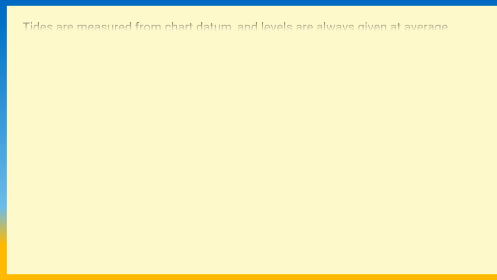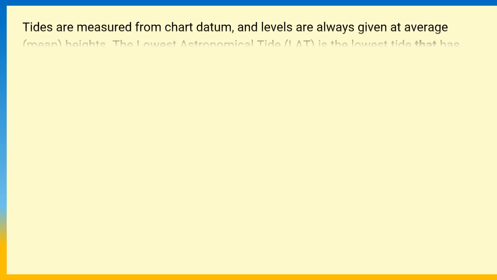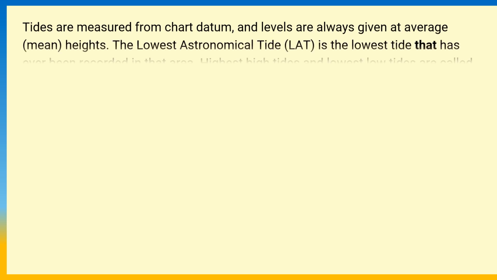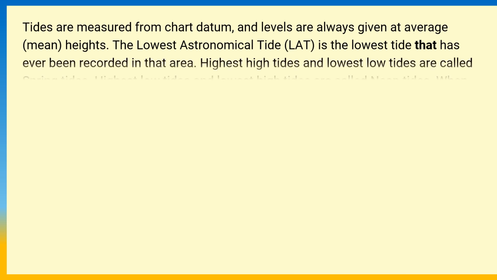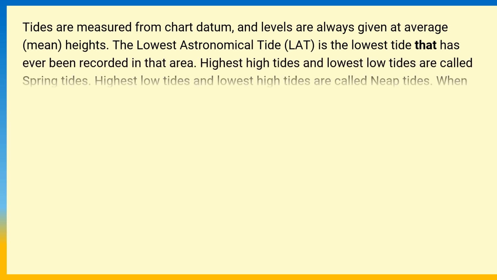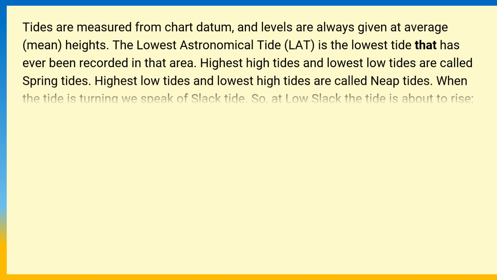Tides are measured from chart datum, and levels are always given at average, mean, heights. The lowest astronomical tide, LAT, is the lowest tide that has ever been recorded in that area. Highest high tides and lowest low tides are called spring tides. Highest low tides and lowest high tides are called neap tides.